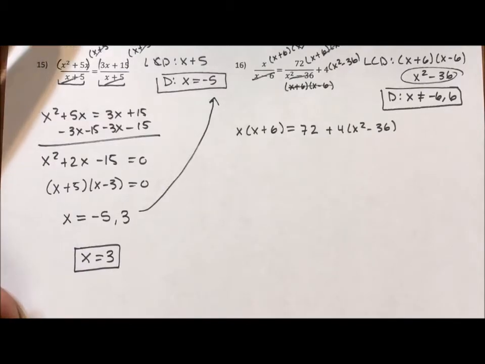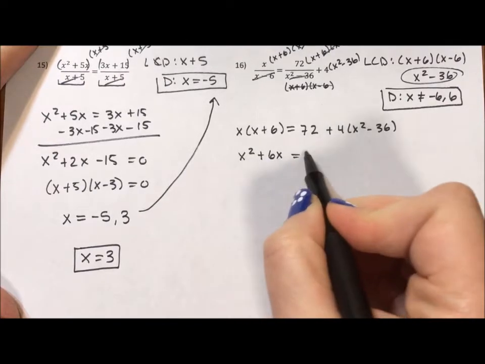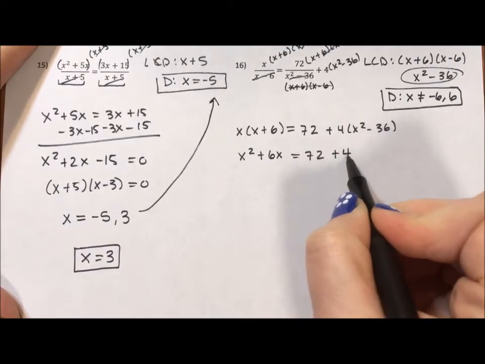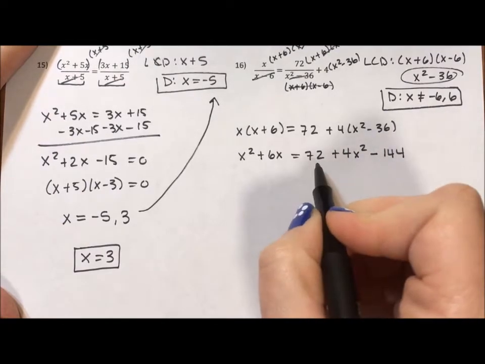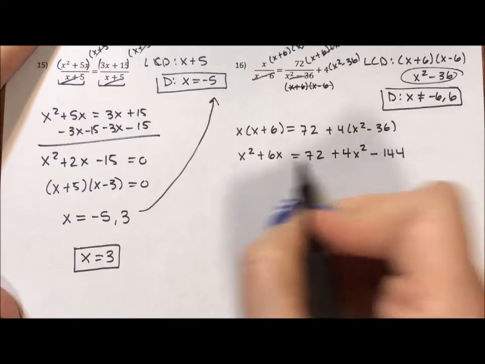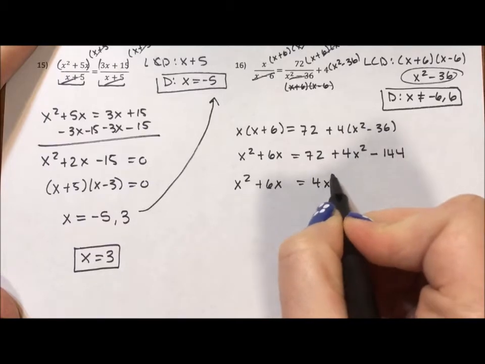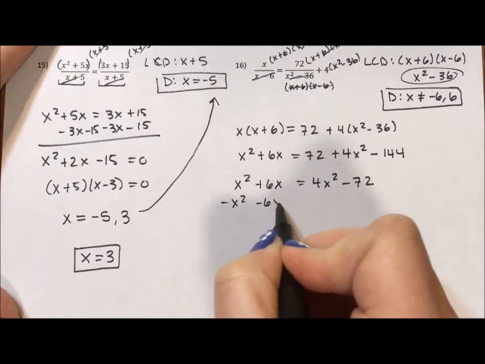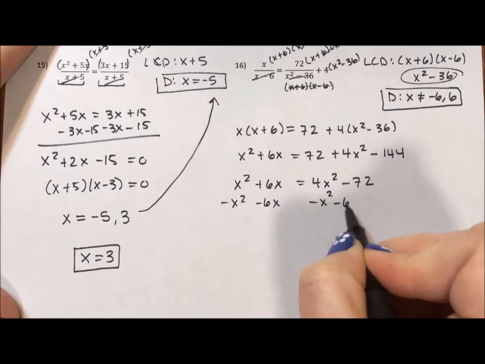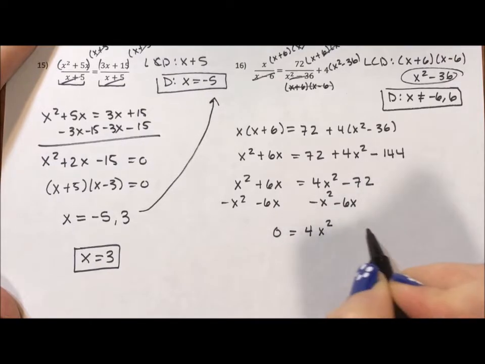All right, not small numbers, but it's easier. There's no fractions anymore. x squared plus 6x equals 72 plus 4x squared minus 144. All right, x squared plus 6x equals 4x squared minus 72. Minus x squared minus 6x. I want to bring everything over to the same side. I may as well make it where the leading term is positive.